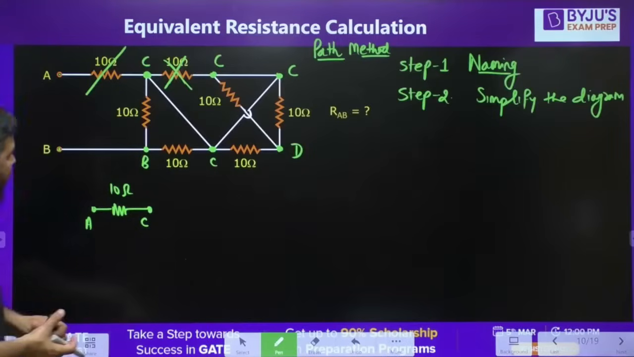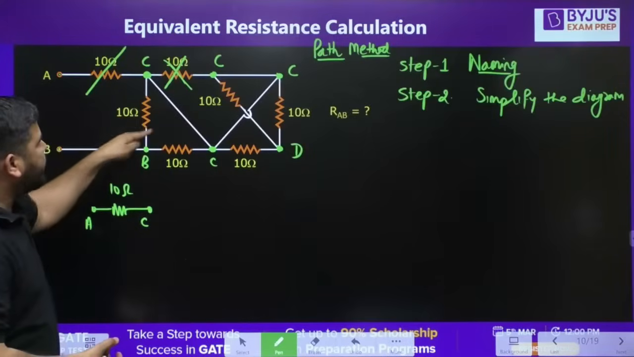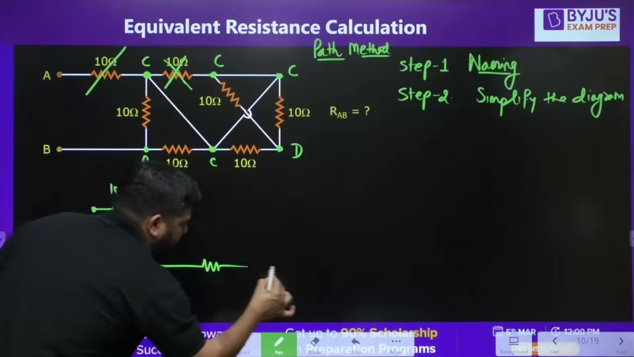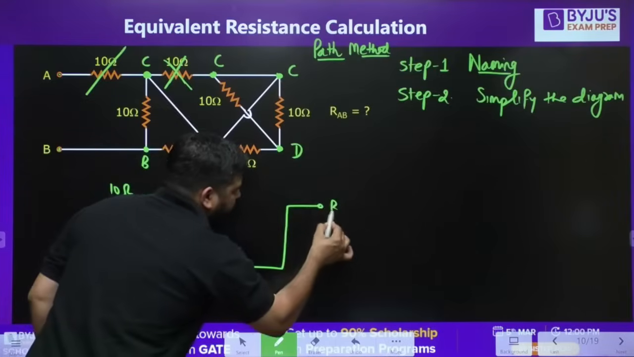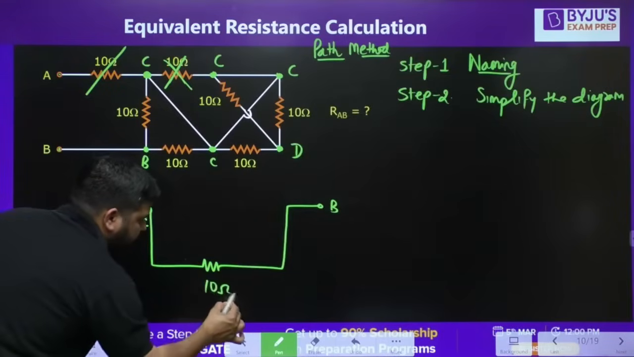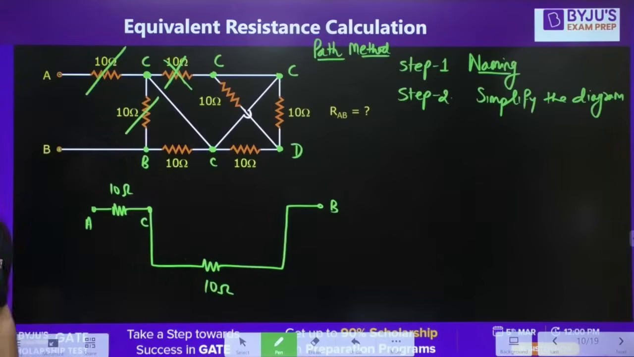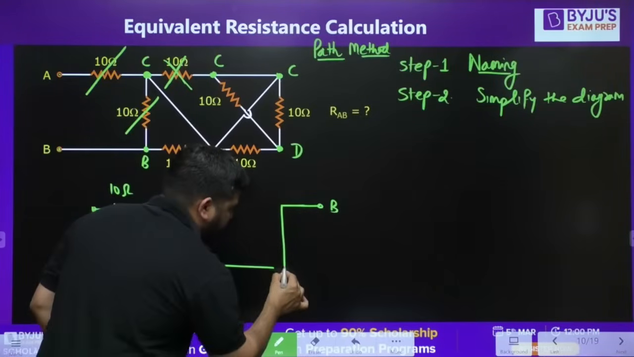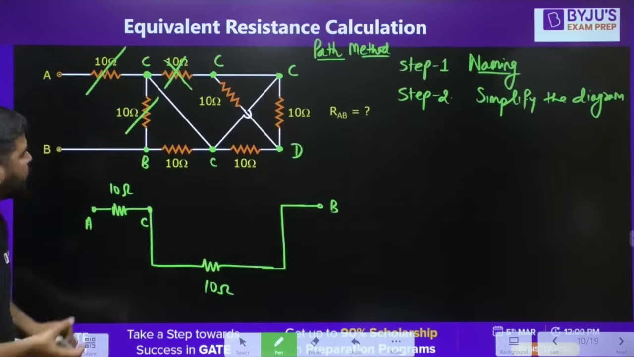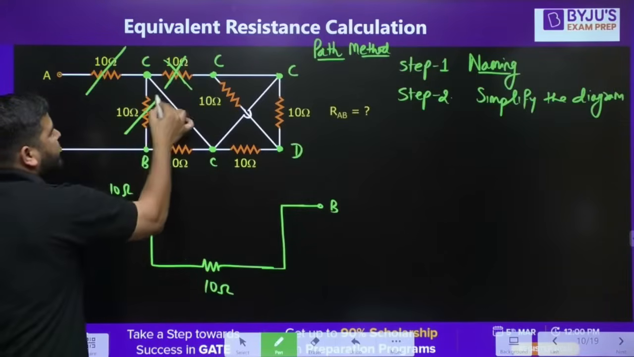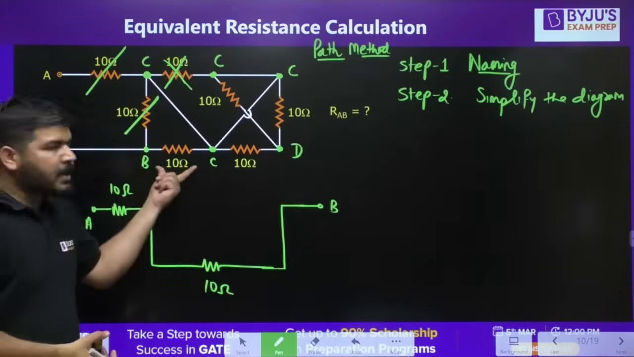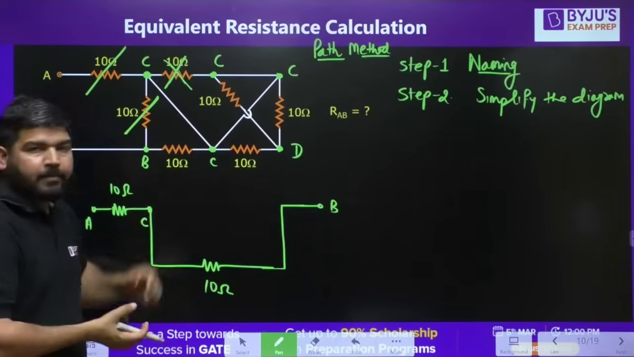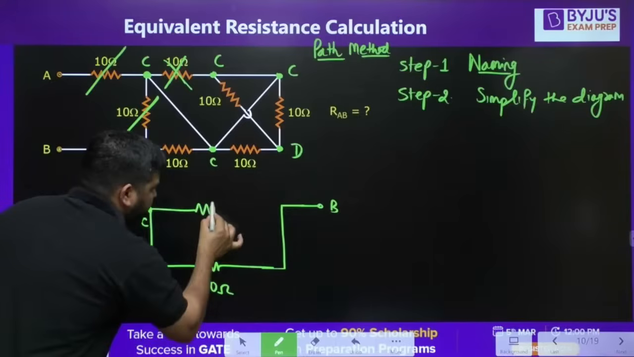Now from C to B, you have 10 ohm. Let's call this point B. From C to B, you have 10 ohm, so this resistance is covered. Now come to this resistance. Again, it is between these two points, C and B, so you can write it like this, 10 ohm.